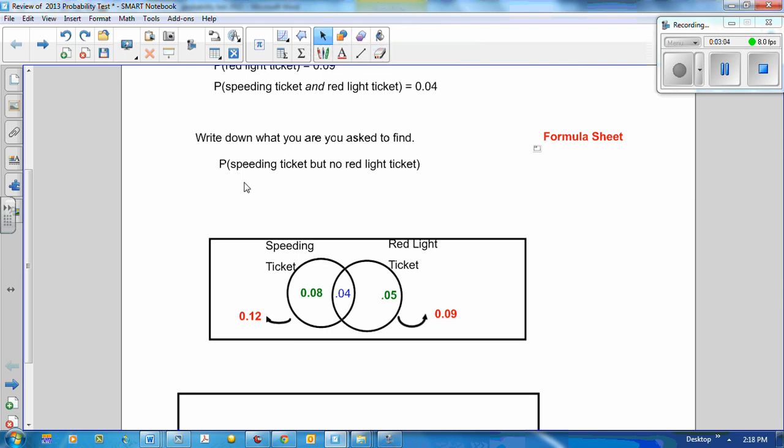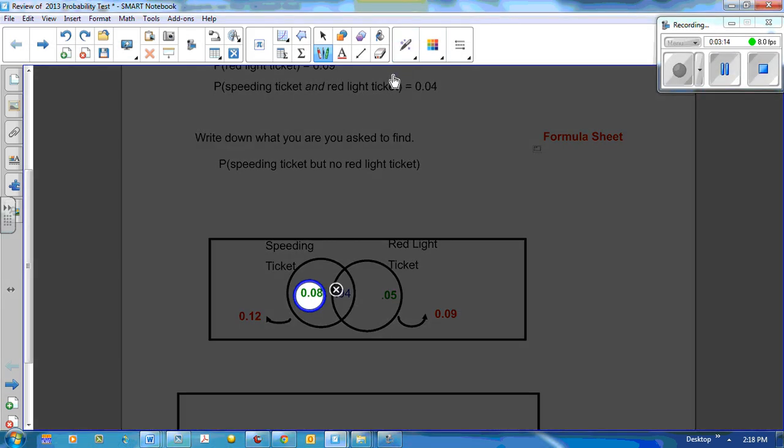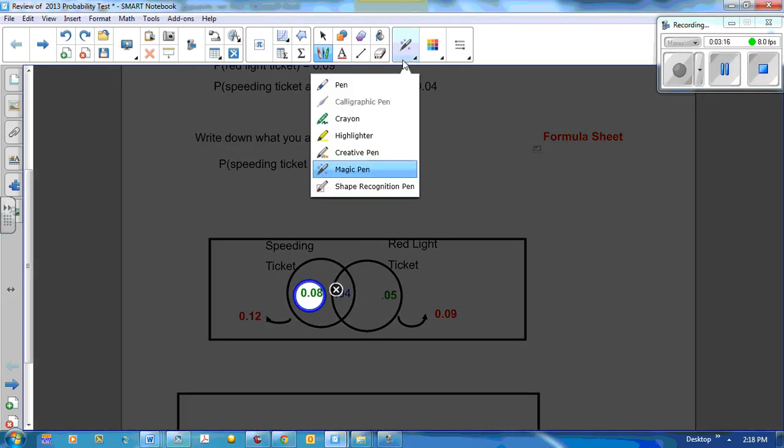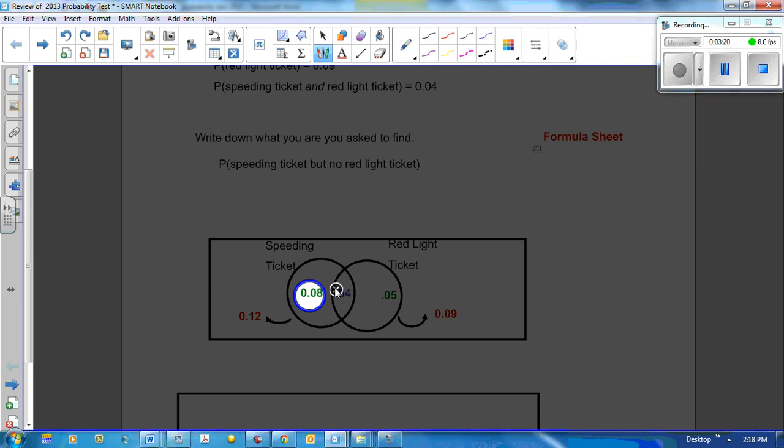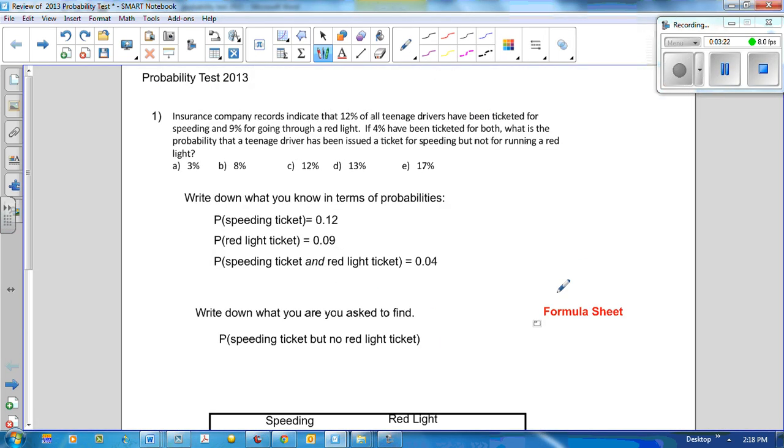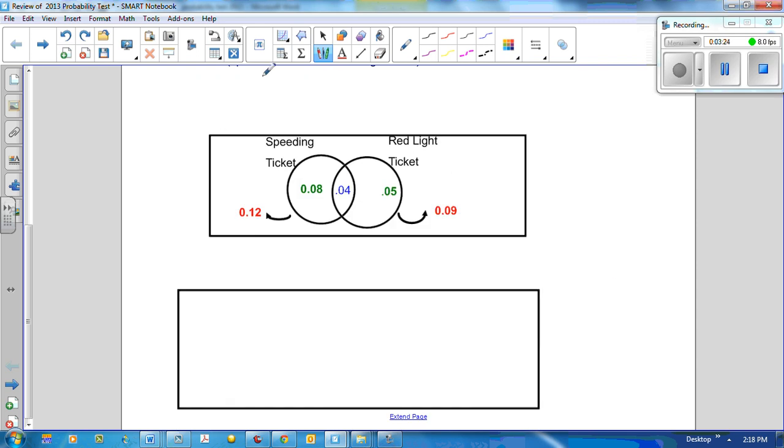Our question was, what's the probability somebody got a speeding ticket but no red light ticket? So speeding ticket but no red light ticket would just be the students that are in here. So the answer to our question would be B, 0.08.